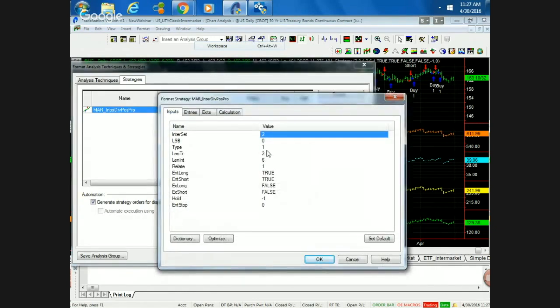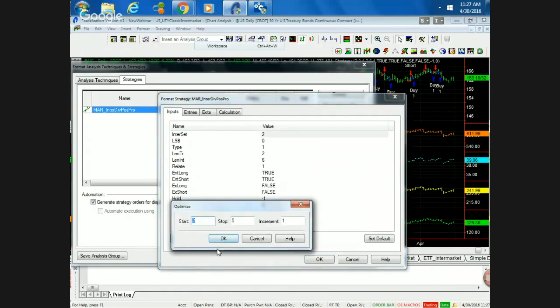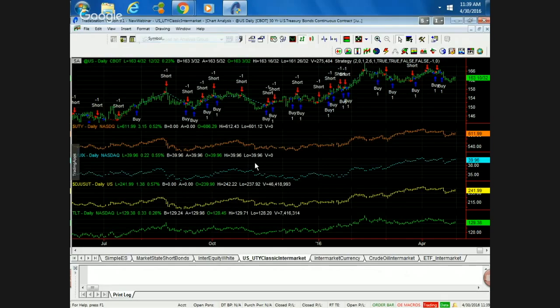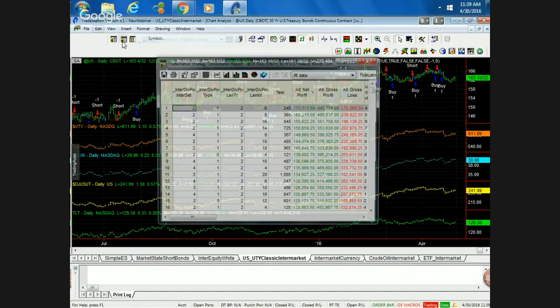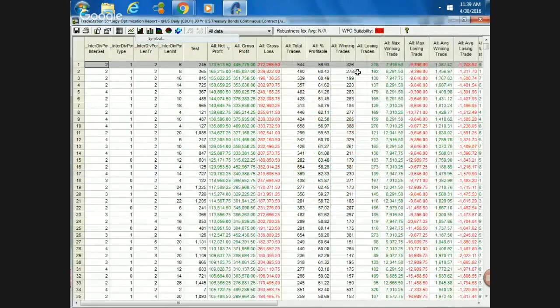So what we're going to do is we'll just optimize the intermarket. So we have 2, 3, 4, and 5. Okay, looks like the optimization's done. The first thing we want to do is look at the optimization grid. And what I do is I will take some cutoff, let's say the top 20 sets of parameters, and I'll say, how many times does each market appear in the top 20?